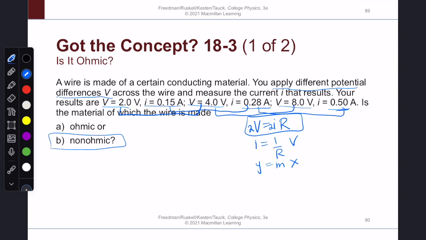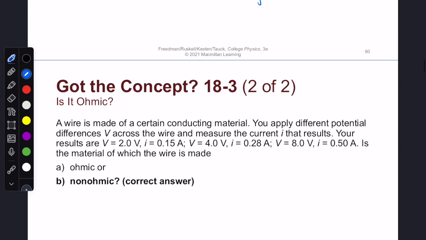For every factor of 25 increase in potential, I should get a factor of 25 increase in I, right? That's what a proportional relationship means. So it's definitely not ohmic.